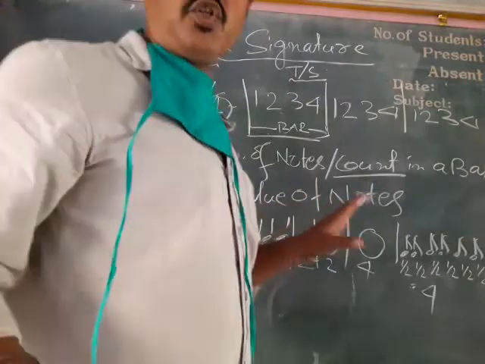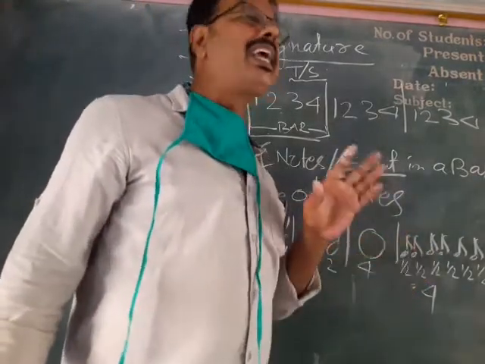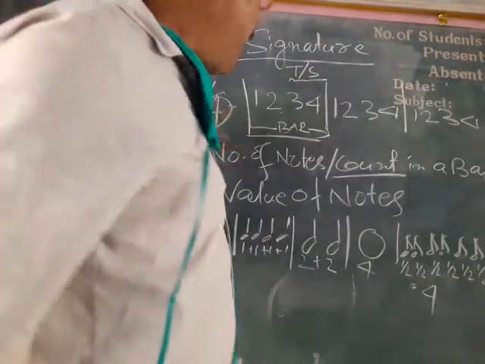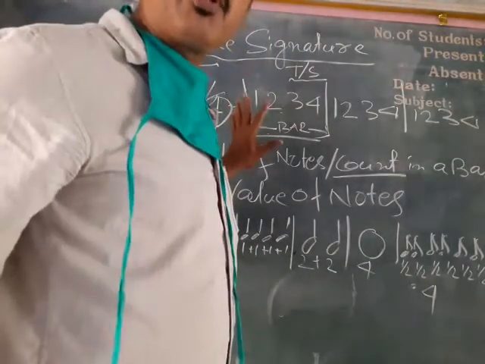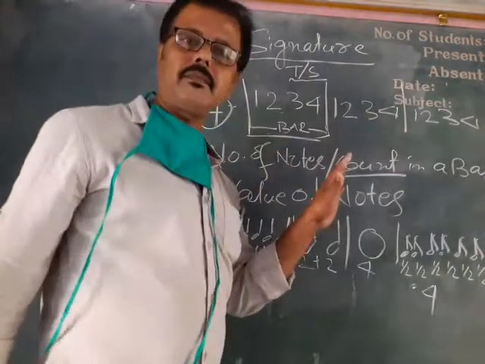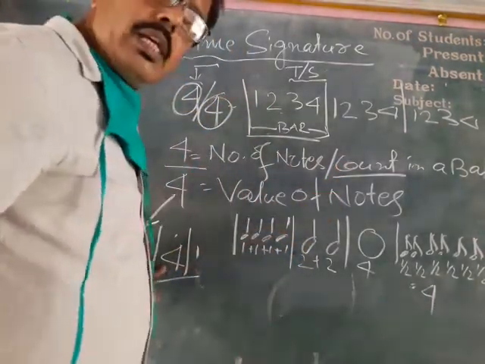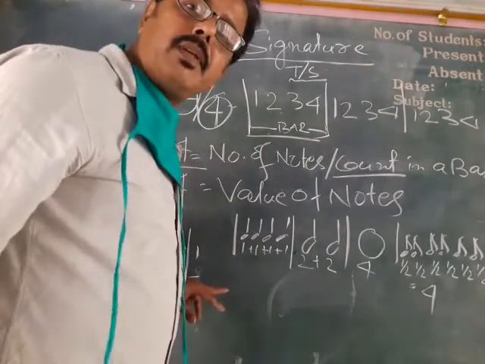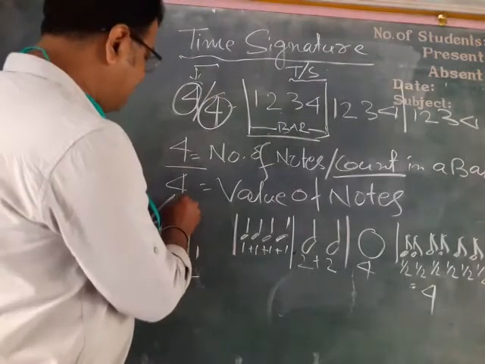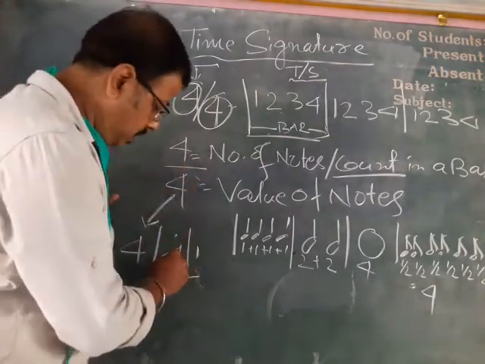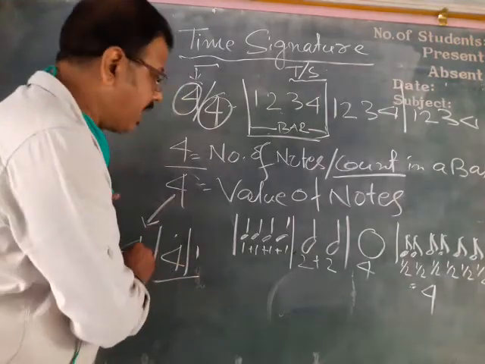But being a pianist, a melodist, a guitarist, you should have ample knowledge of rhythm also. That is why I am here talking about this time signature. So this 4 is the forefather of rhythm. This cannot be changed. Whatever figure is here below, you have to divide 4 by that particular figure.